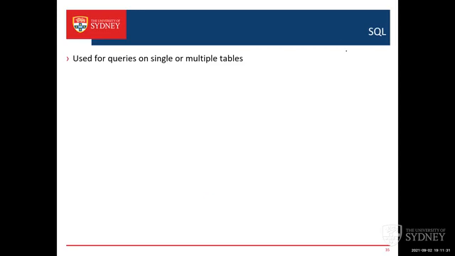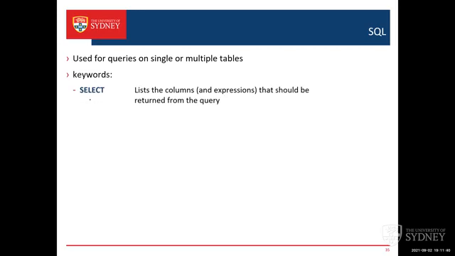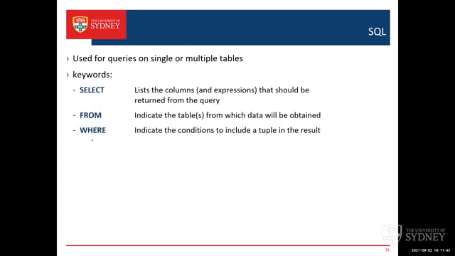SQL works for a single table or multiple tables. A few keywords that we are going to use are select first, next is from, then where. Looking at the keywords, select simply means select the columns. Can you match which operator this is from relational algebra? From is where we write the table name, and where is where we write the condition to include the tuple. Tuple means rows, right?